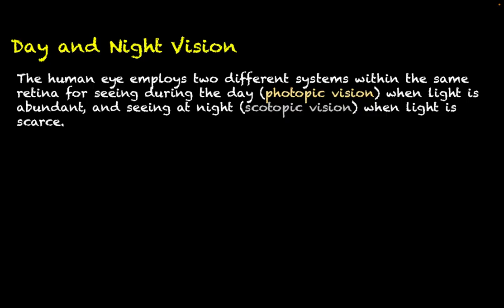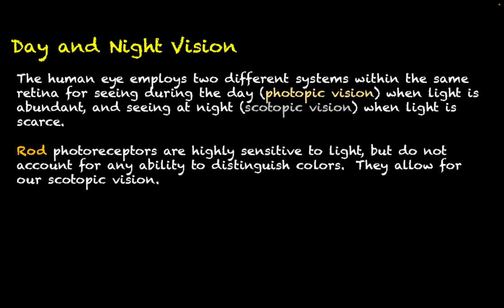Okay, so let's switch gears now and talk about the difference between seeing during the day and seeing at night. The human eye employs two different visual systems within the same retina, and that's what allows us to see during the day and what allows us to see at night. Your day or light adapted vision is called photopic vision, and this is the system your visuals rely on when there is a lot of light present. At night, you are going to use your scotopic vision, which is what you use when light is very scarce and you don't really have a whole lot of light to work with.